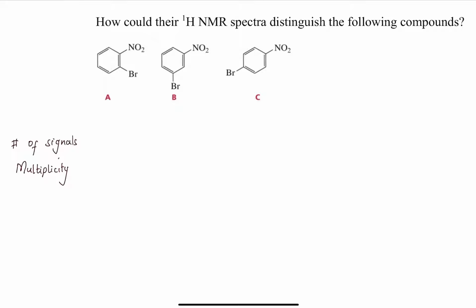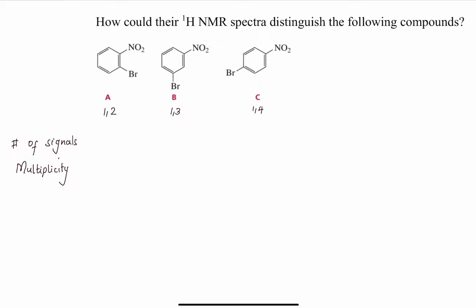Could their HNMR spectra distinguish the following compounds? Here we have 3 different compounds, and these 3 different compounds are constitutional isomers of bromonitrobenzene. We have 1,2 or ortho-substituted bromonitrobenzene. This is 1,3 or meta-substituted bromonitrobenzene. And this is 1,4 or para-substituted bromonitrobenzene.